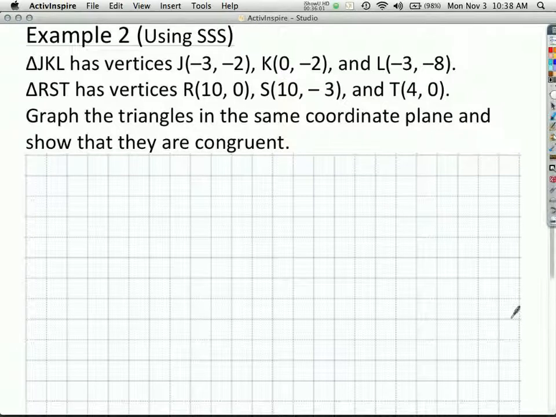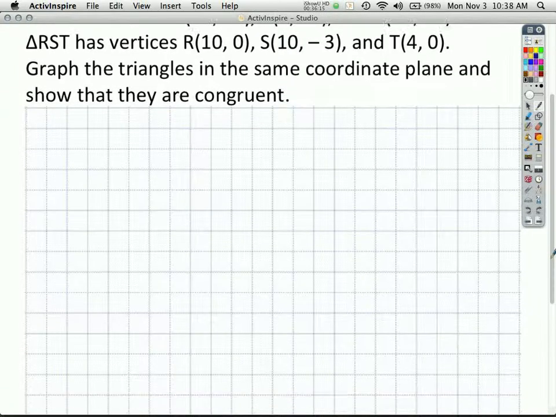So let's see what coordinates we have. Looks like we have coordinates that go all the way up to 10. So you're going to need a grid on your paper that goes at least 10. So go ahead and get a grid set up. I'm going to set up a grid as well on my paper.